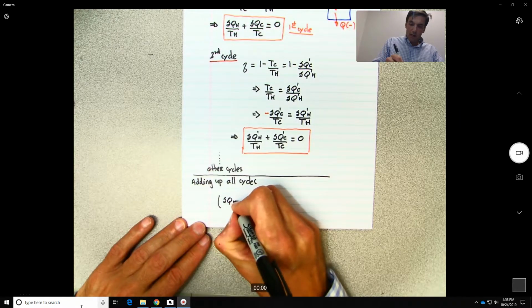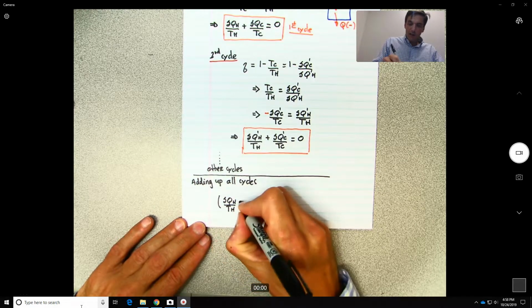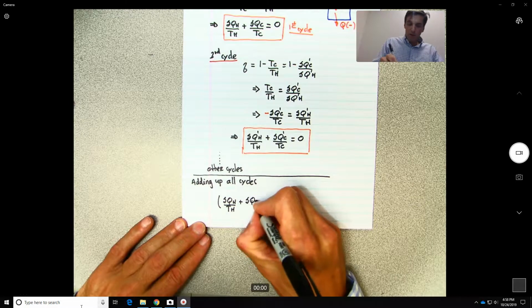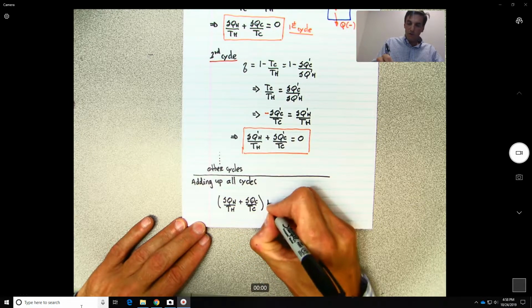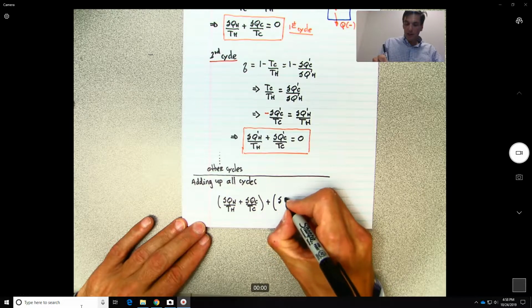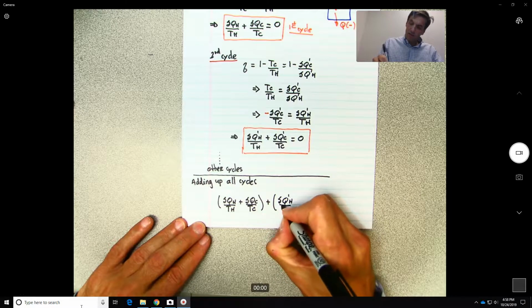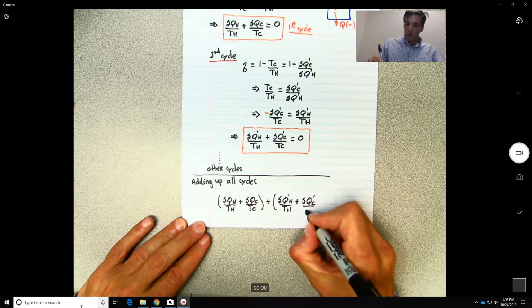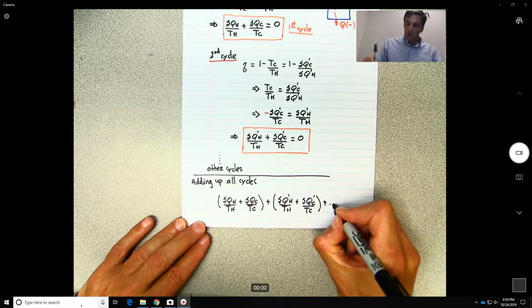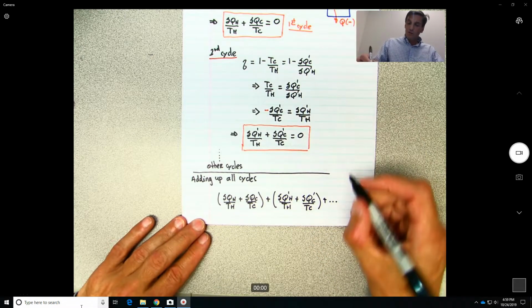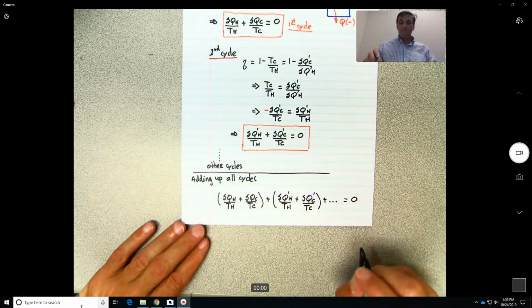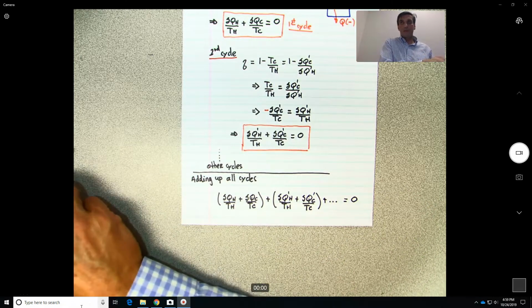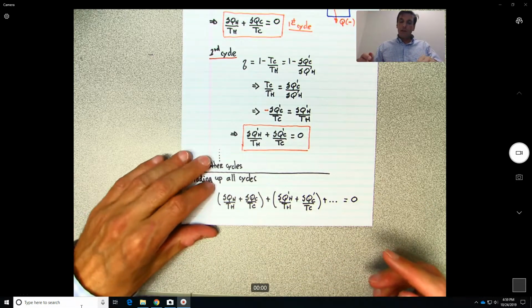Delta Q_H over T_H plus delta Q cold over T cold plus delta Q prime hot over T hot plus delta Q prime cold over T cold plus all the other ones, and they should all be equal to 0. Okay? So in a more mathematical form, we can just rewrite this as follows.